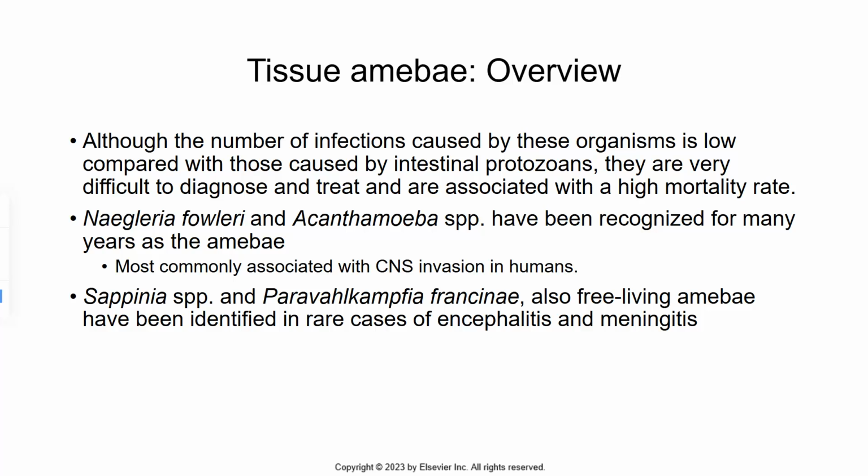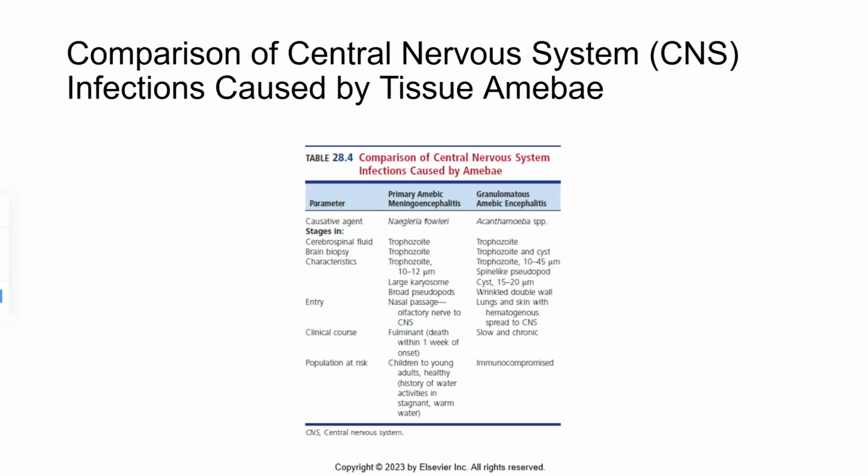Although the number of infections caused by these organisms is low, they're very difficult to diagnose and treat and are associated with a high mortality rate. Naegleria fowleri and Acanthamoeba species have been recognized for many years as amoeba most commonly associated with CNS invasion in humans. And there's a couple others that are also implicated in rare cases of encephalitis and meningitis. Comparing Naegleria fowleri and Acanthamoeba to each other, this table does a good job.